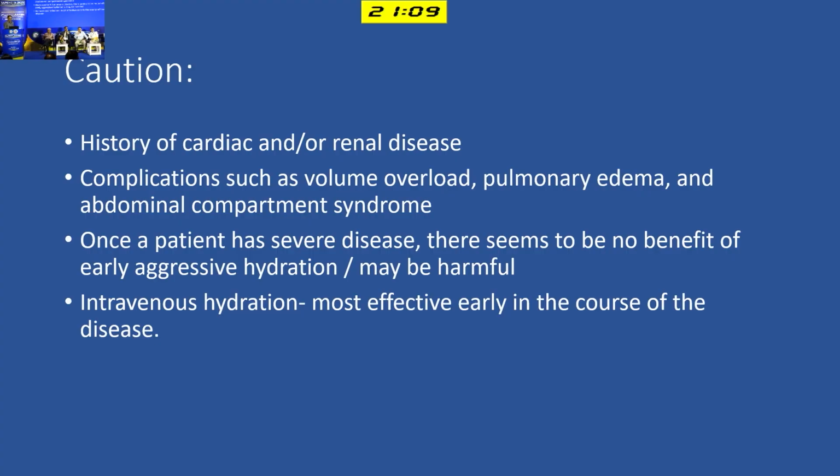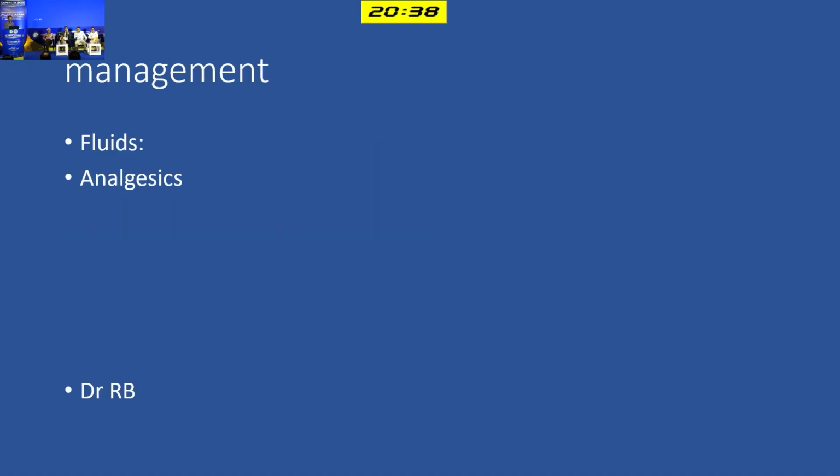Caution, of course, in cardiac and renal diseases, causing volume overload and pulmonary edema. And once a patient has severe disease, that is important. If severe disease has already set in, this is the time when aggressive hydration or overhydration may be harmful. It is on day 1 that it is most important that the fluid is to be given. The amount which has been quoted is for day 1 of pancreatitis. Once they come to the tertiary referral centers at 3 or 4 days of pancreatitis, this is the time when overhydration may be more harmful than beneficial.